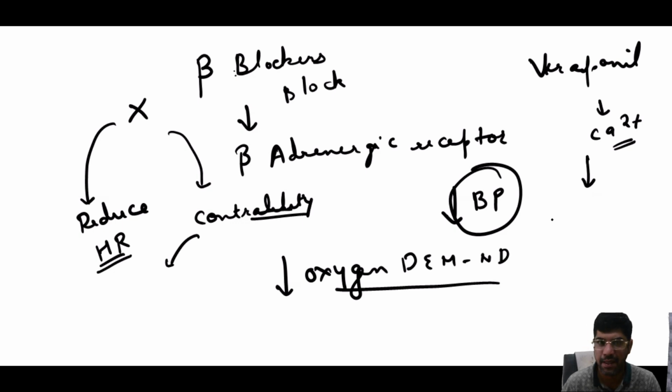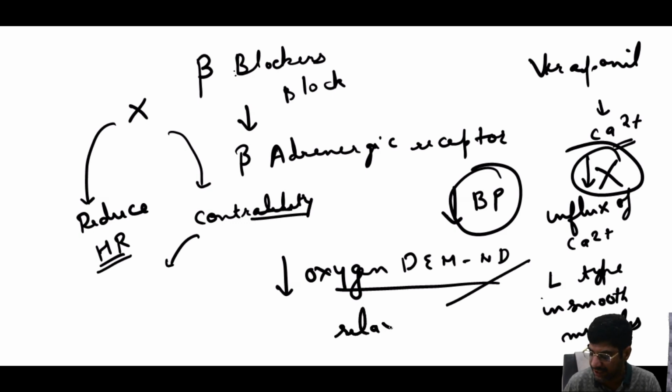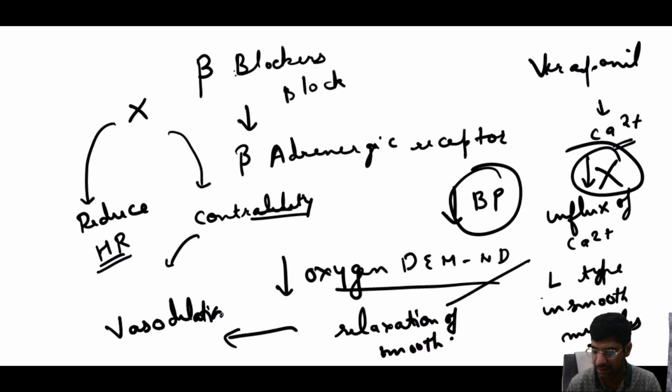So verapamil, remember, it inhibits the influx of calcium through L-type channels in smooth muscle cells of arterioles. It inhibits the influx of calcium that leads to relaxation of the smooth muscle, causing vasodilation and reduced total peripheral resistance.